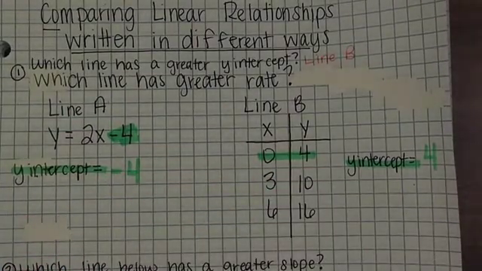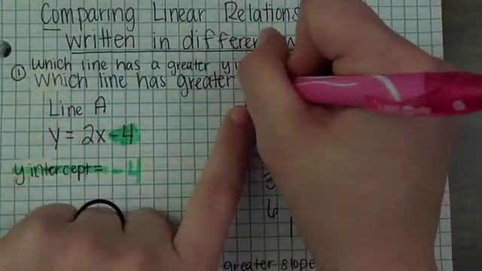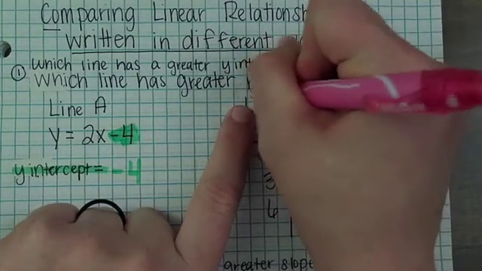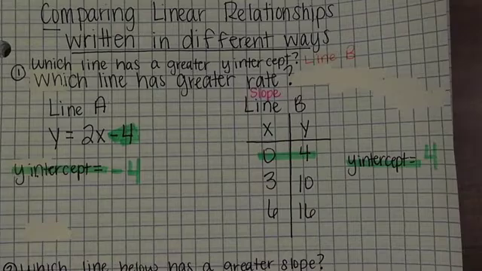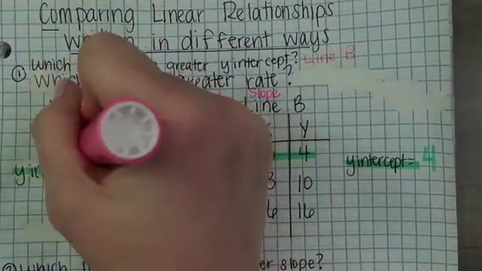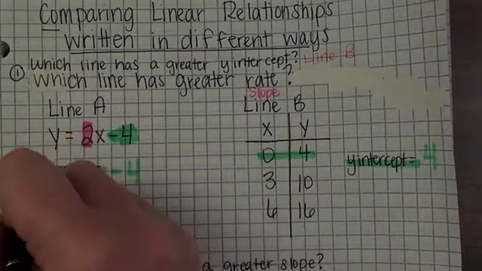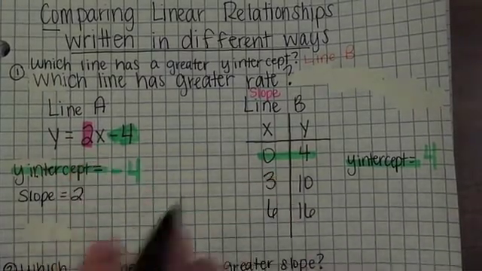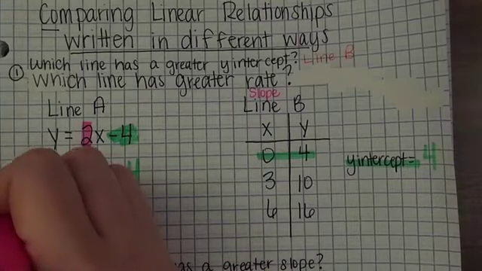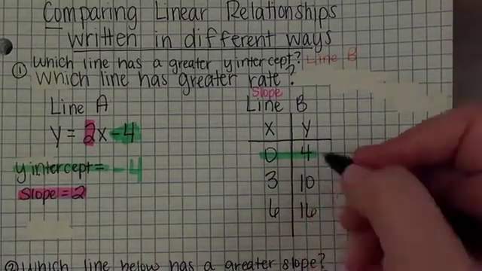Okay, so now let's answer the second part of that question. Which line has a greater rate? Remember, rate is the same thing as slope. So if we're looking at the equation, the slope is 2, because it's always the number with x. So the slope would equal 2 on line A. And then let's find the rate for this one.